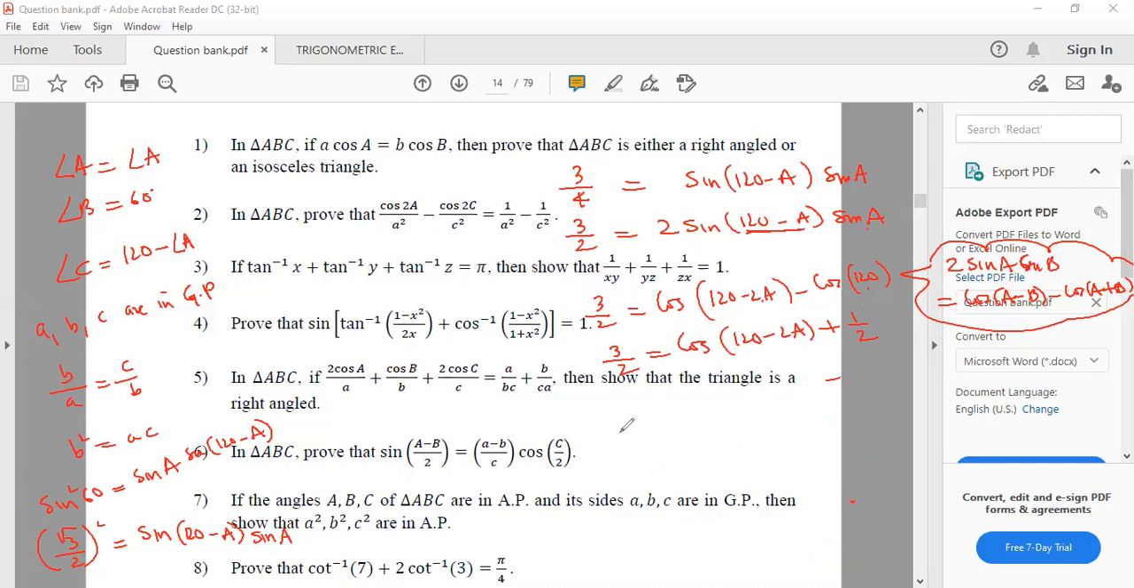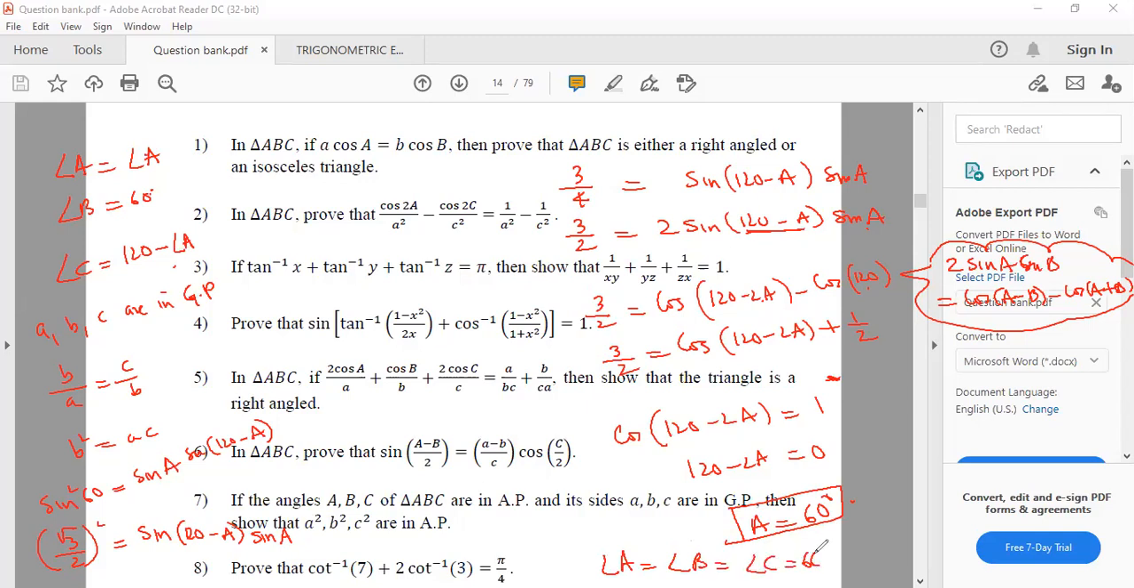So here I get the answer. Cos 120 minus 2A is 1. So 120 minus 2A equal to 0. So A is 60 degrees. So angle A is 60, angle B is 60, angle C is 60. Yes. Therefore A equal to B equal to C.